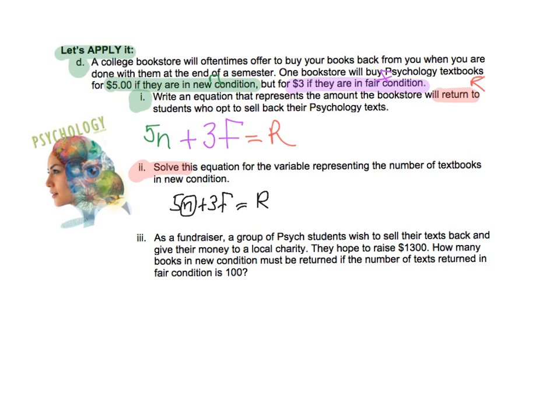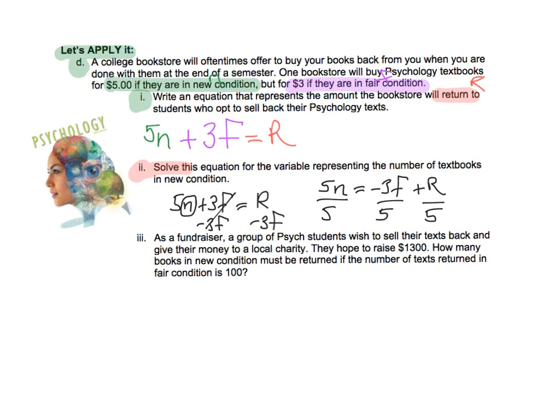So I'm going to get that n by itself, which means my first step is to undo the addition that I see by subtracting 3f from both sides. I'll go ahead and come up here and balance that equation. So I have 5n left on the left, and I have negative 3f plus my r on the right-hand side. And then I'll go ahead and divide both sides by 5.